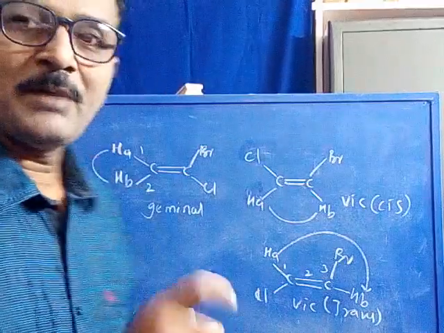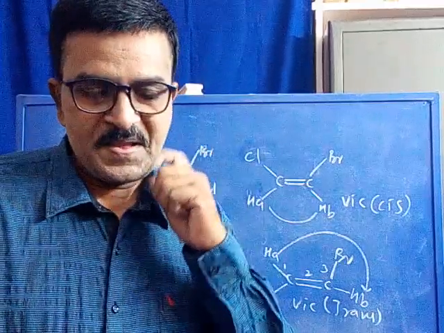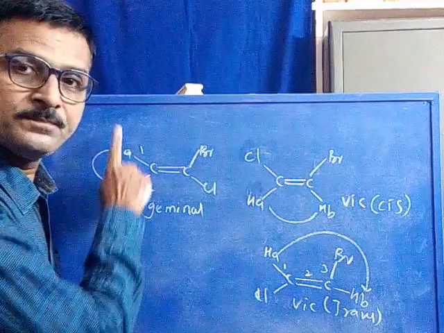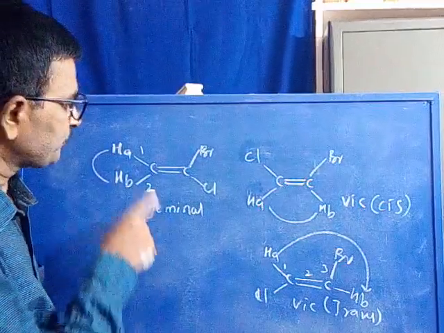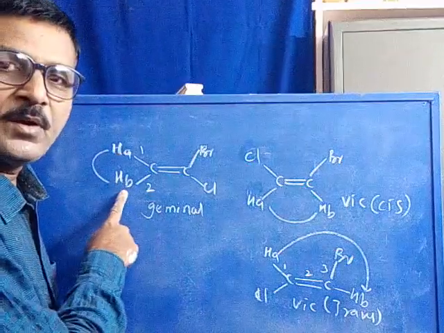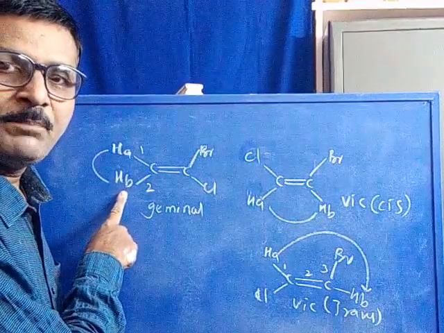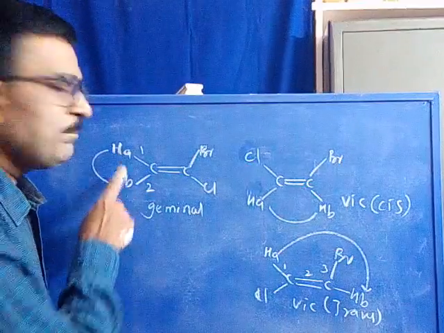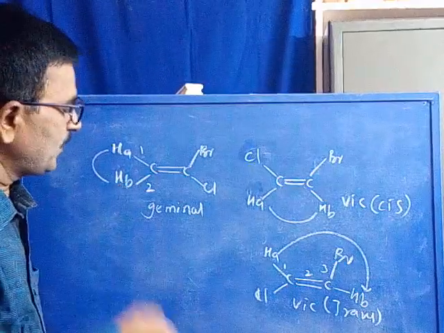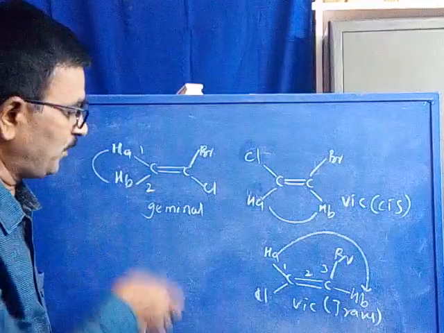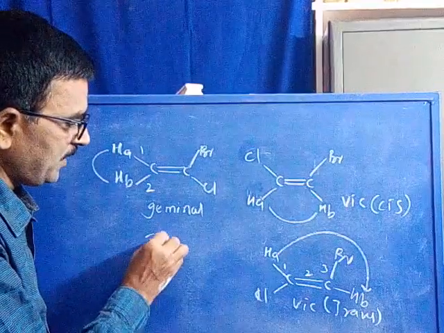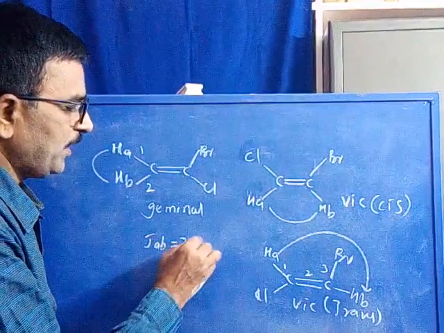Now coming to the coupling constant. In the case of geminal coupling, the A and B protons are not exactly in plane. They are weakly coupled, since the electrons are not exactly on one plane. Here JAB is equal to 2.7 Hz.